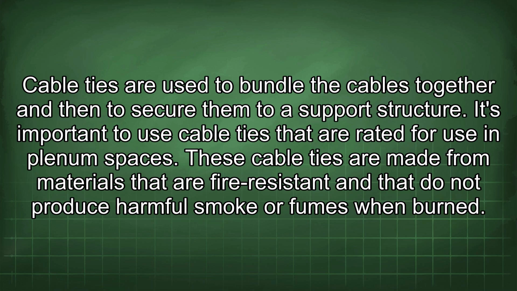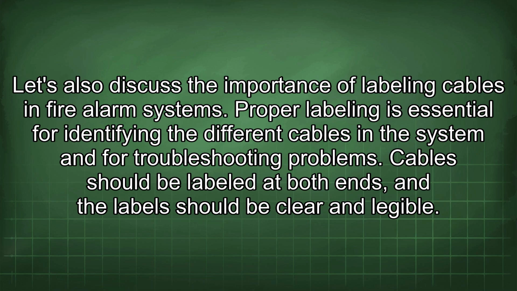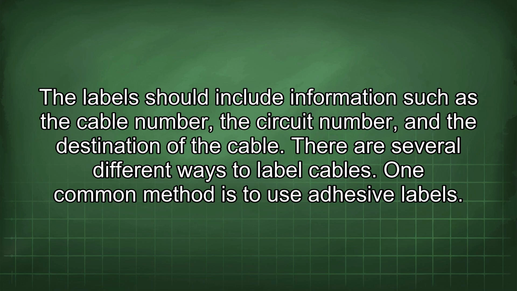Let's also discuss the importance of labeling cables in fire alarm systems. Proper labeling is essential for identifying the different cables in the system and for troubleshooting problems. Cables should be labeled at both ends, and the labels should be clear and legible. The labels should include information such as the cable number, the circuit number, and the destination of the cable.